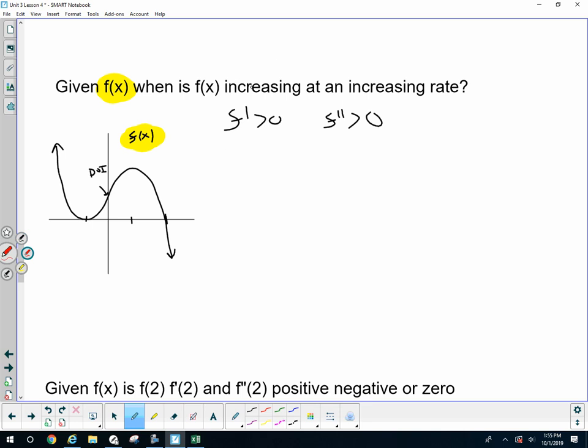Now, sometimes it's easier to see increasing, but the rate at which it's increasing is increasing. We can see like right there. Or you could think, when are we increasing and concave up? Here's where we concave up, concave down, increasing, concave up, -1, 2, 0.